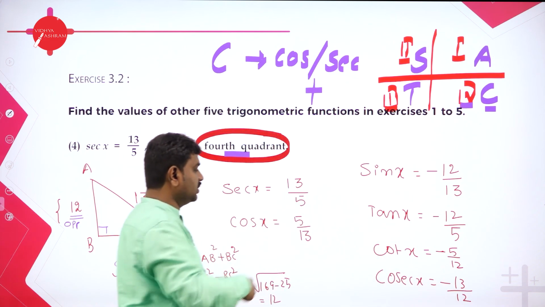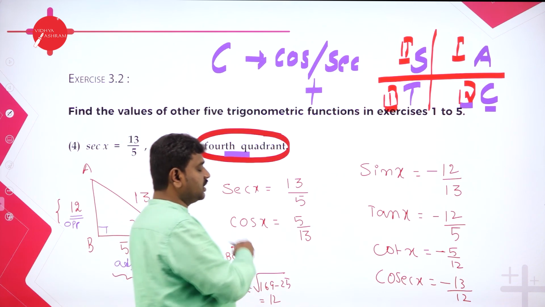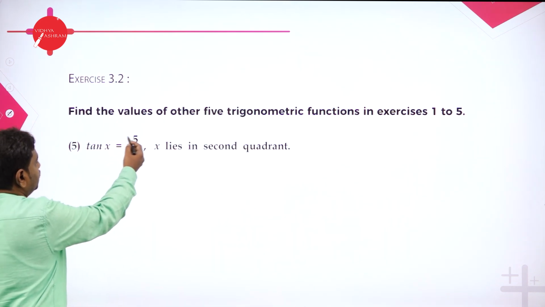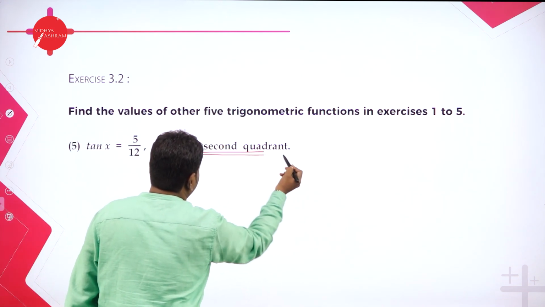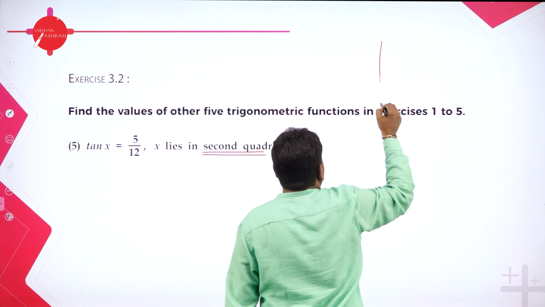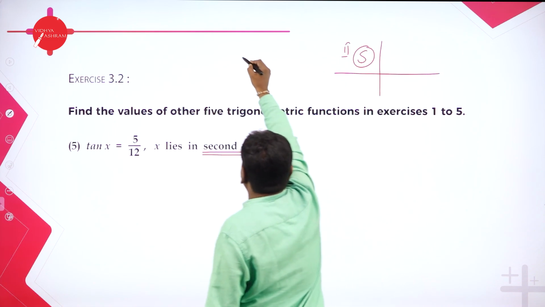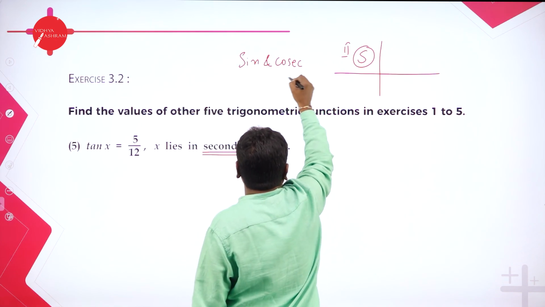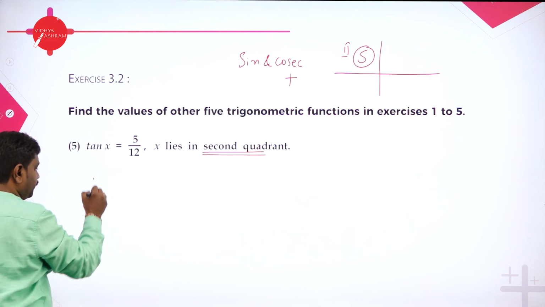Now you got all the 5 trigonometric functions. Secant they give, take the reciprocal, you get cos. Then draw the triangle, you get sine, tan, cot, cosecant. Now they give tan and they told x lies in which quadrant? Second quadrant. So all of you know the rule of the second quadrant. In the second quadrant we have the alphabet S. Only sine and cosecant are positive. Remaining all are negative.